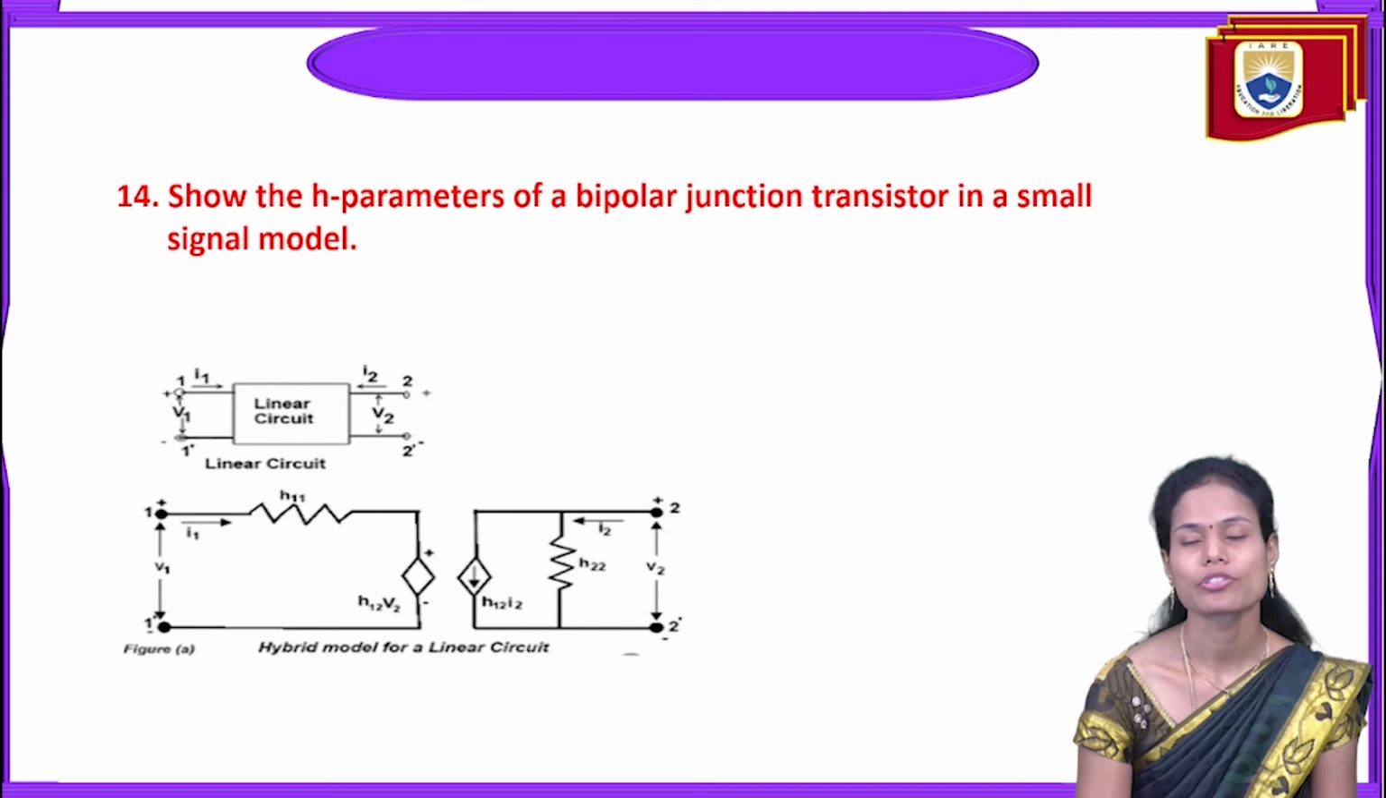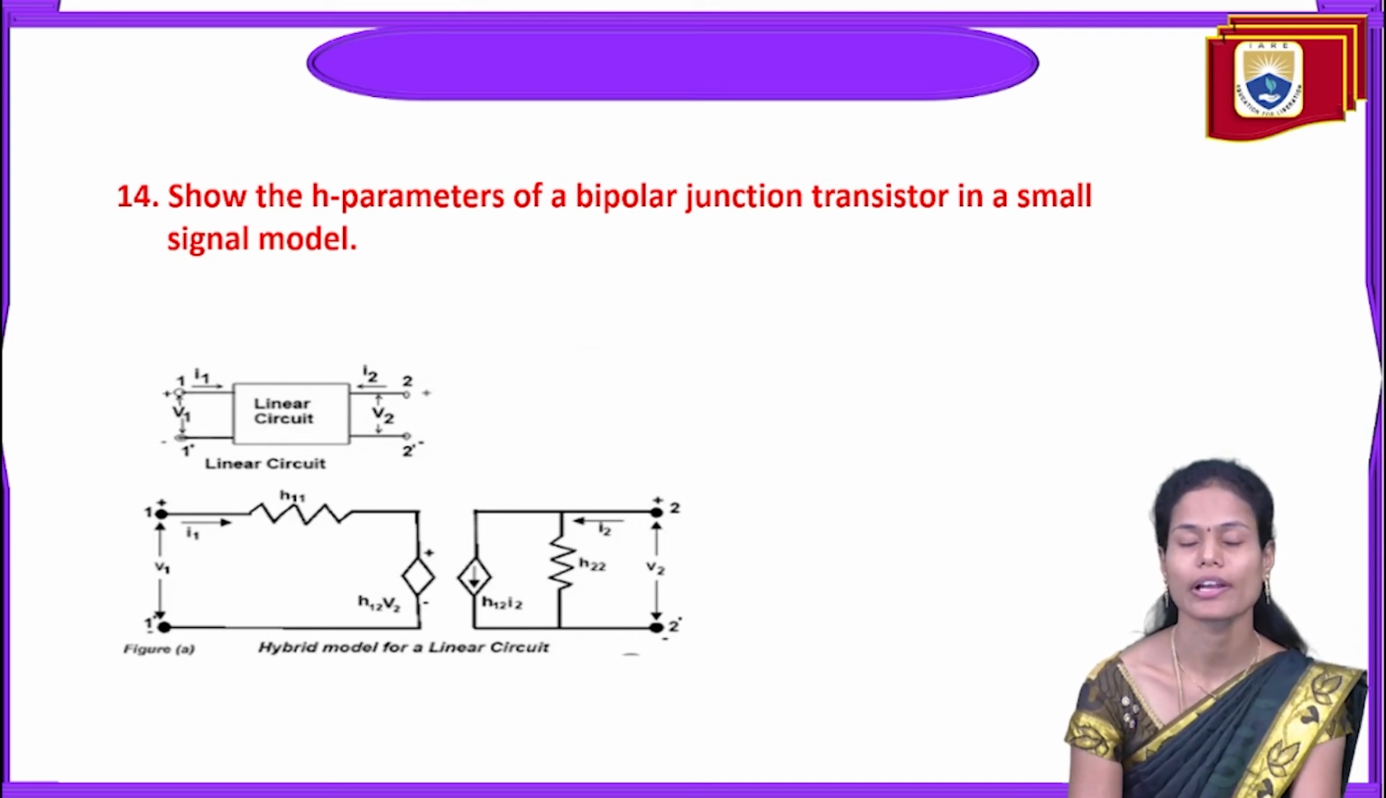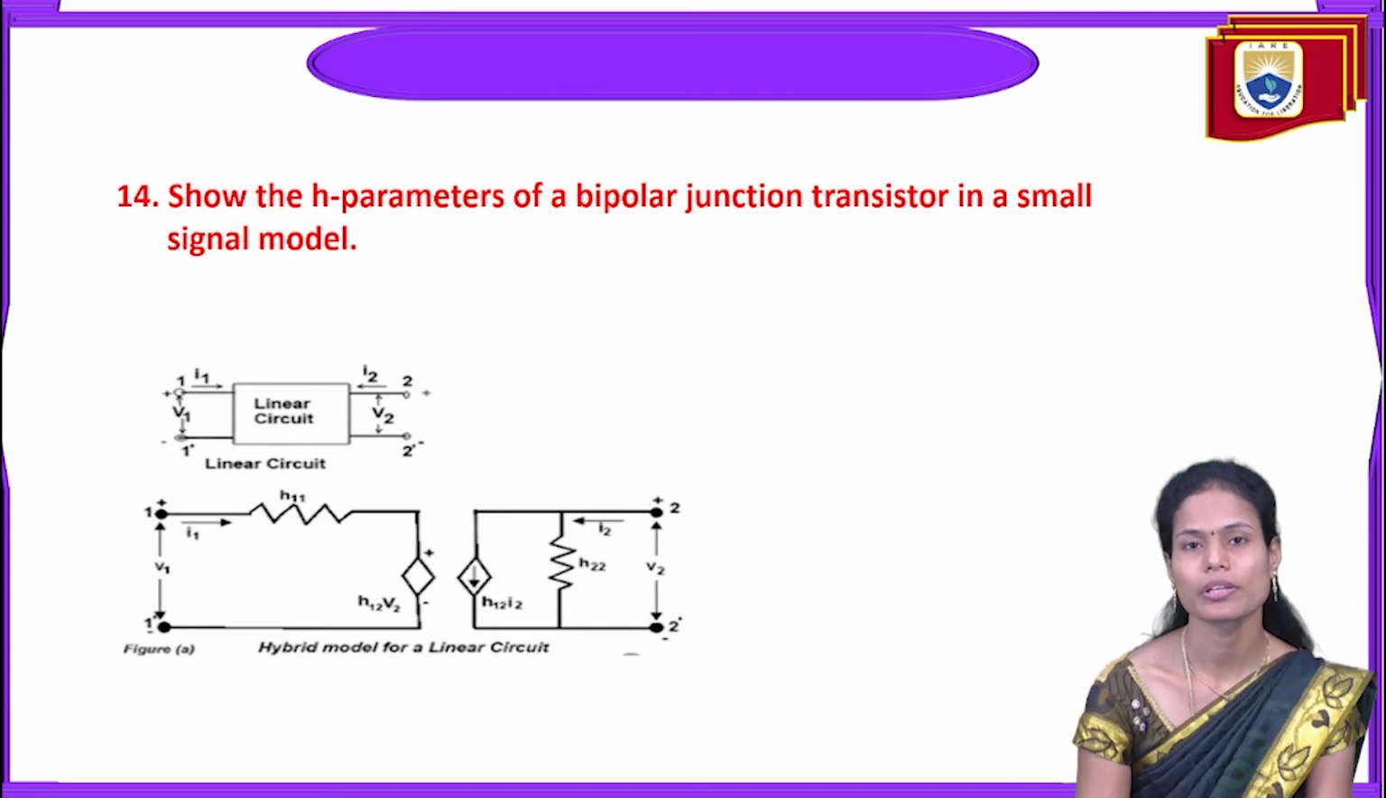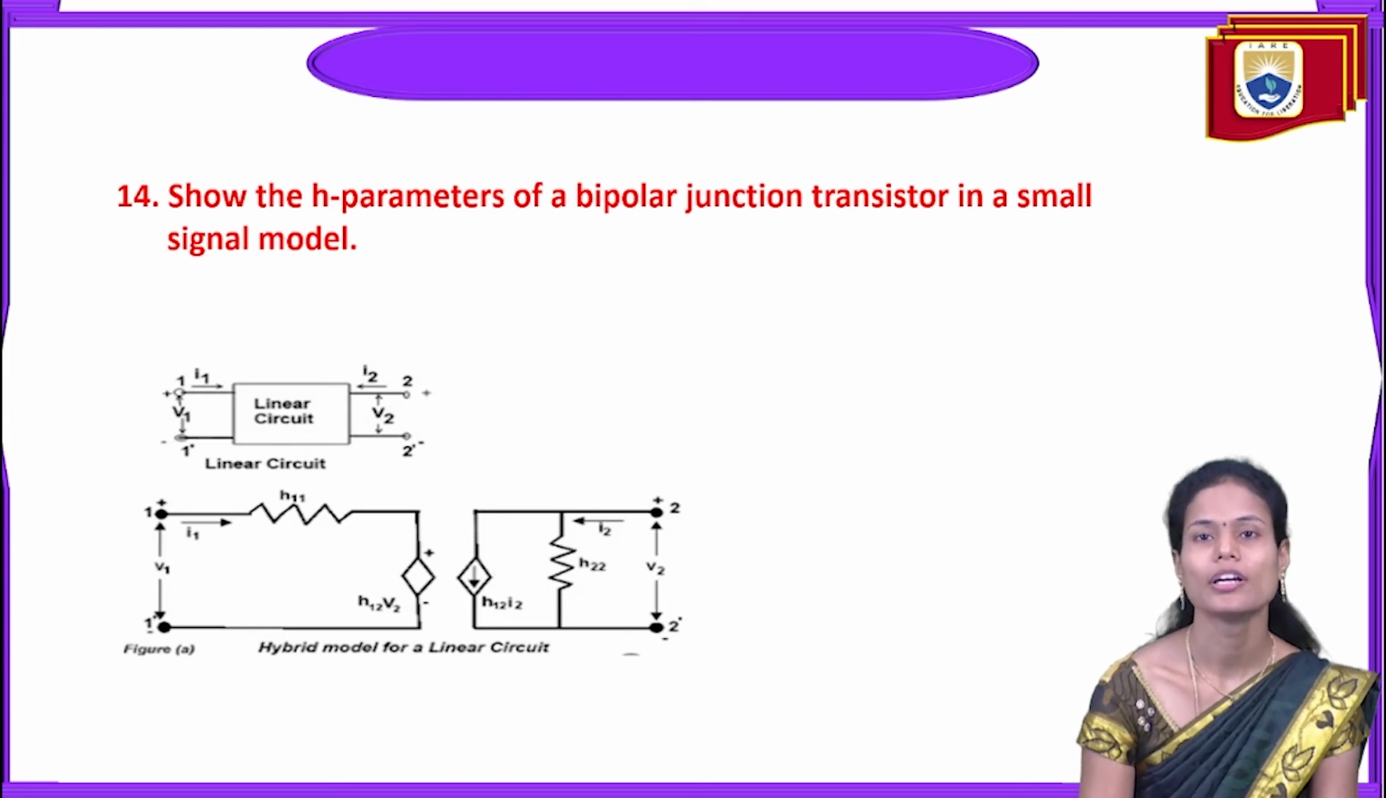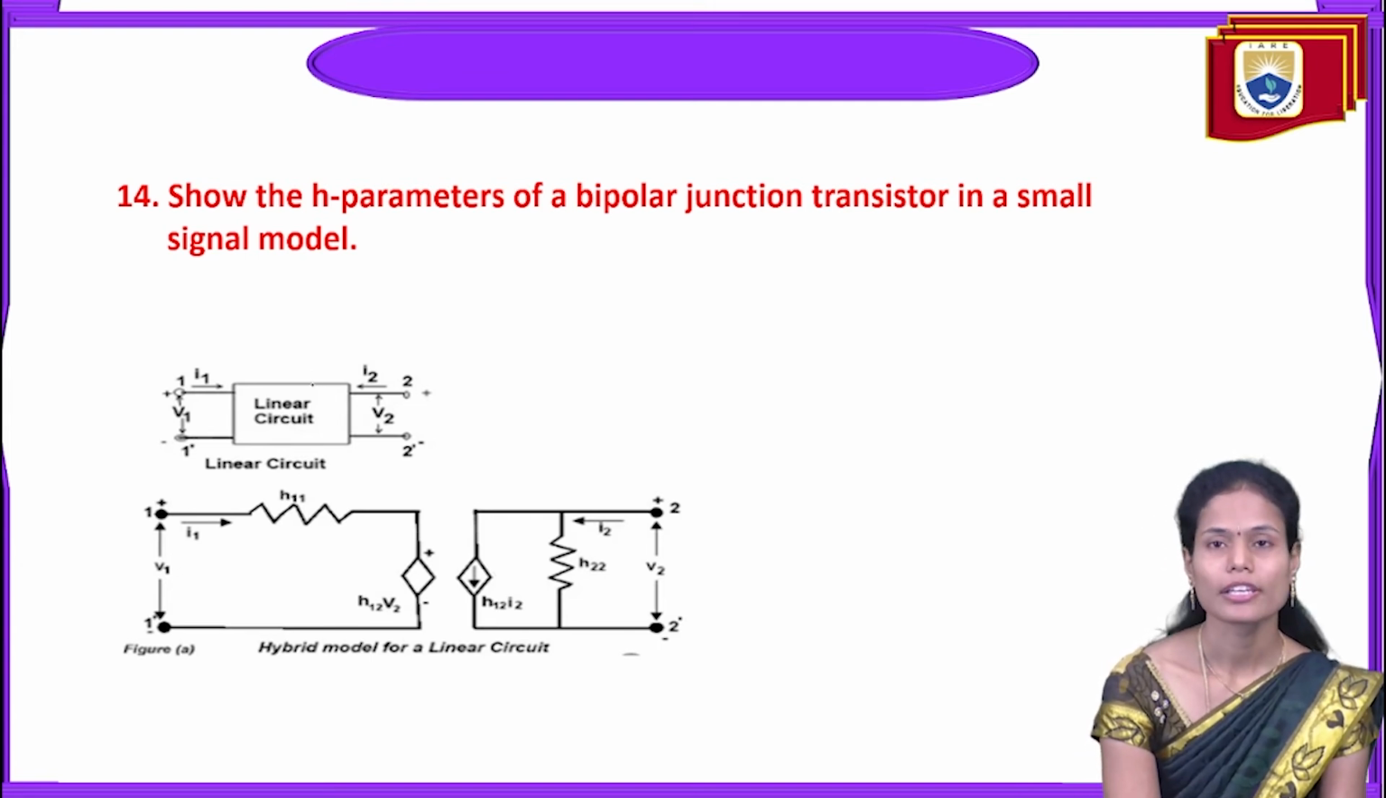To calculate these H parameters, we have to take the two-port network. Our transistor is also forming a two-port network. Why? Because it has three terminals, and one terminal we take as the common. So there are two terminals on the input side and two terminals on the output side, and it acts like a linear circuit.